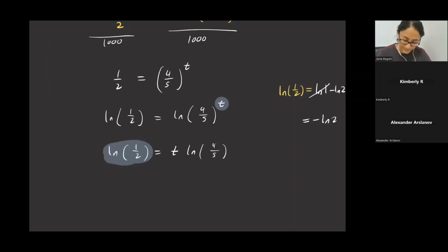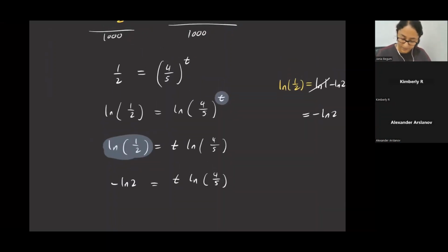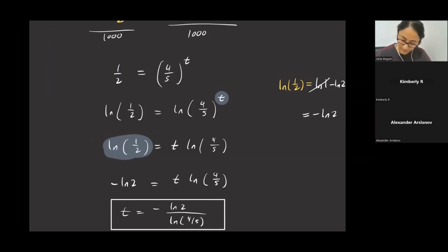So that's what I'm going to replace on the left-hand side. This is negative ln of 2 equals t ln of 4/5. And then finally, we just divide by ln of 4/5. So your time is negative ln of 2 over ln of 4/5. So that's the time when the amount reduces to half of the original.